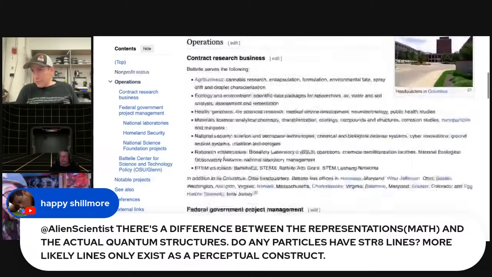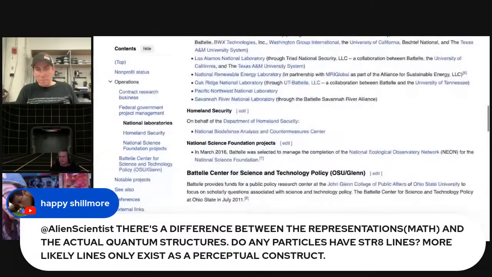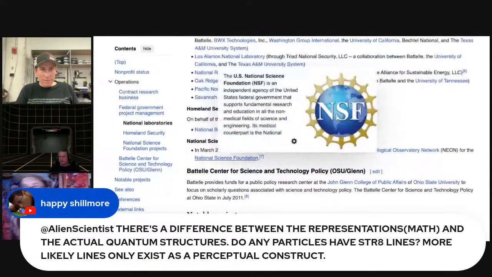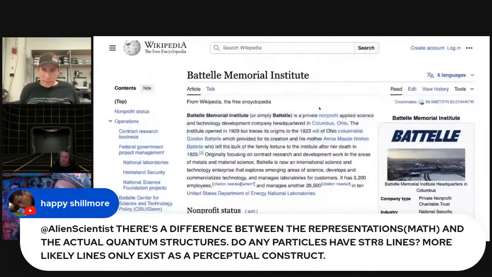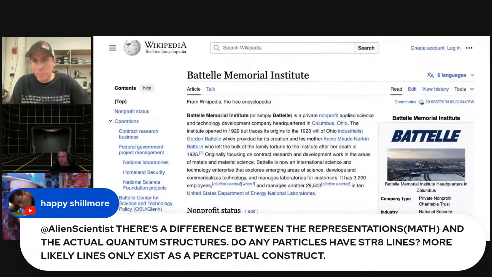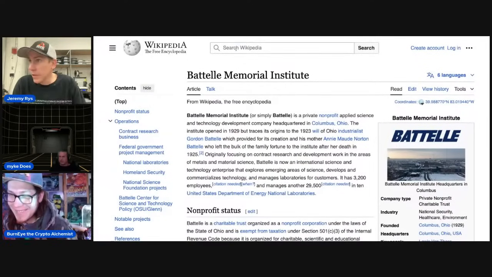Didn't Battelle make toys and stuff like that? No, that's Mattel. Oh. Motherly Battelle makes the toys from what Battelle sends them. No, Barbie is made by Mattel.